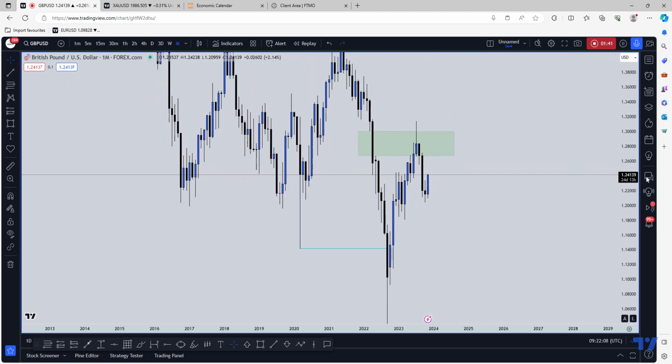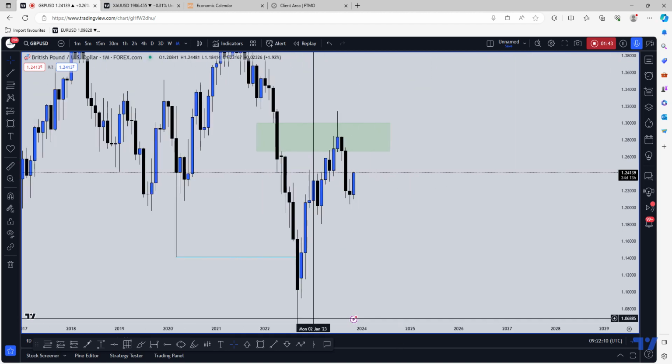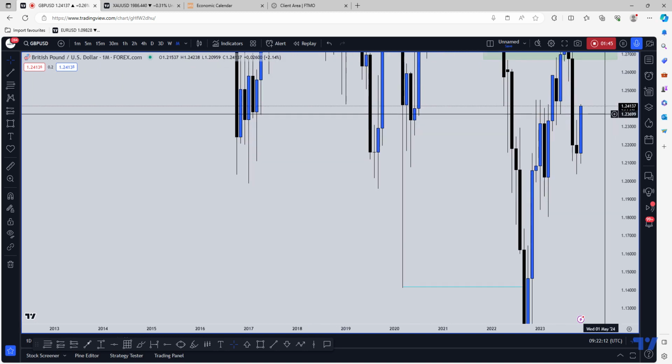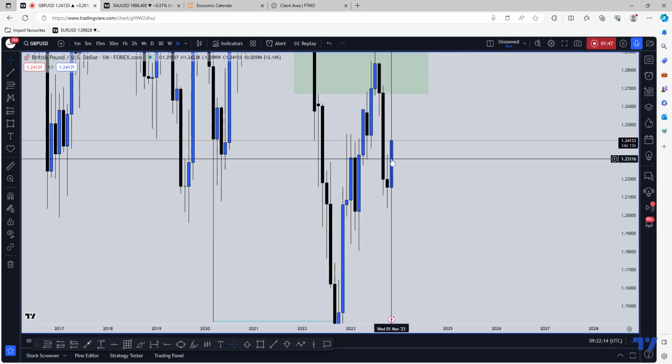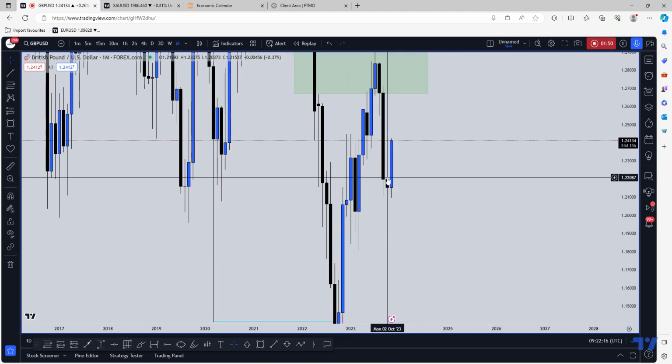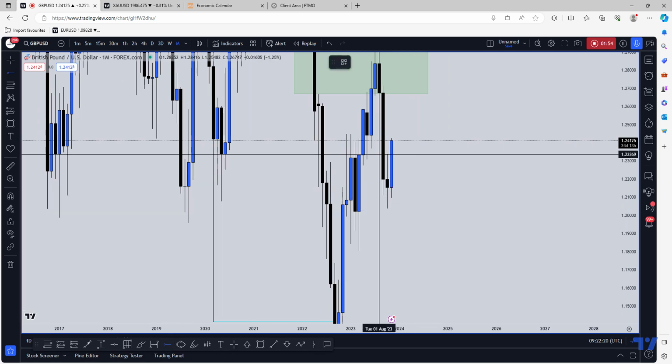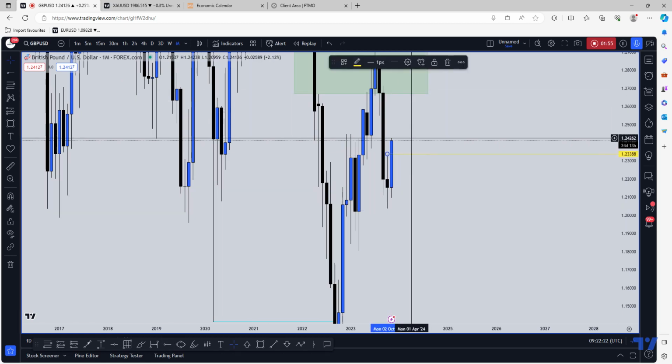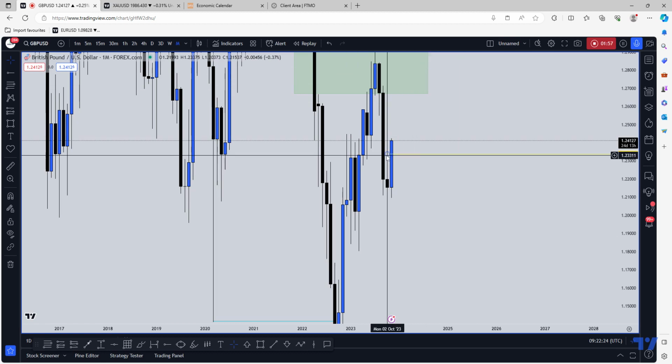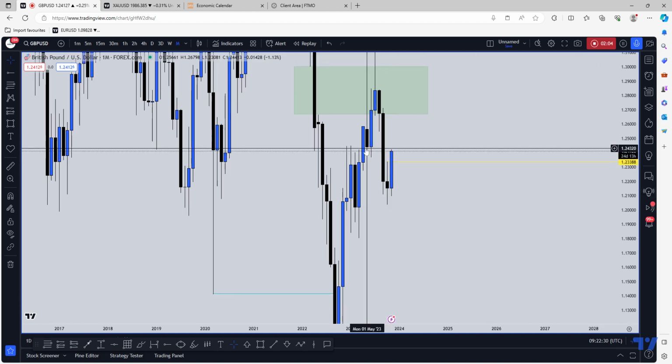Now, if we have a look at the previous monthly candle, okay, this is last month's candle. We've closed bearish with a potential wick to fill. Now, this current monthly candle has opened bullish, and we've taken out the high of the previous month exactly here. We've taken out the high of the previous month, and now we are approaching this level of supply.